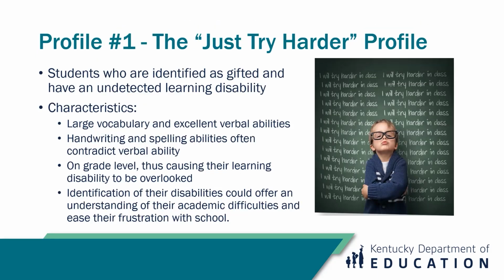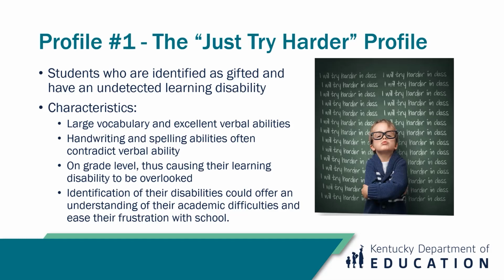As we think about students with disabilities, let's look at three profiles of students who might be 2E, or twice exceptional. I hope these profiles help us understand the challenges in identifying a student who might be twice exceptional, or 2E. In the first profile, the student has been identified as a gifted student, but not as a student with a disability. This is the "just try harder" profile.